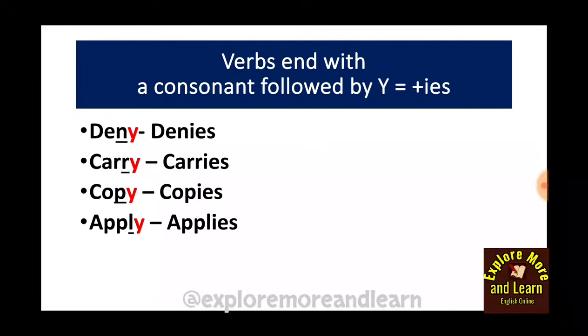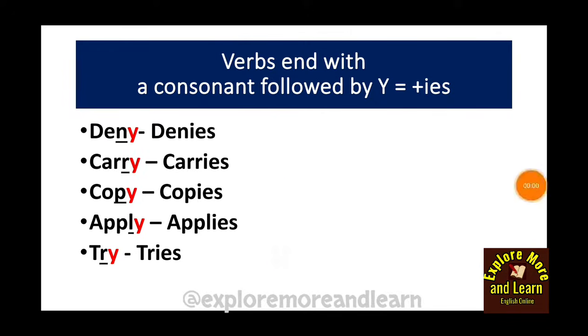Copy becomes copies. Apply, applies. Try, tries. Here you can see all these verbs are ending with the letter Y, but a consonant appears just before the letter Y. That's why in simple present tense, we have added IES to these verbs. For example, he carries a bag carefully. She copies my notes in this way.